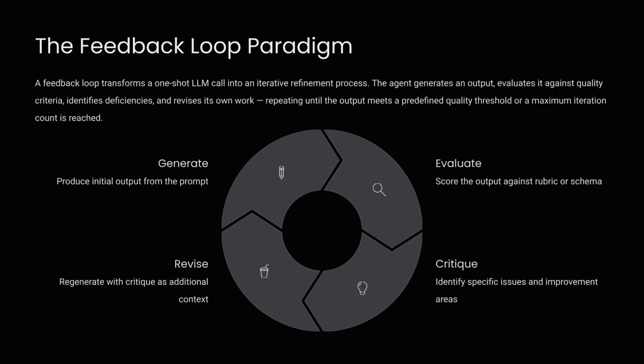The feedback loop is an iterative refinement process. The agent generates an output, evaluates it against quality criteria, critiques the deficiencies, and then revises the output using the critique as additional context. This repeats until a quality threshold is met.